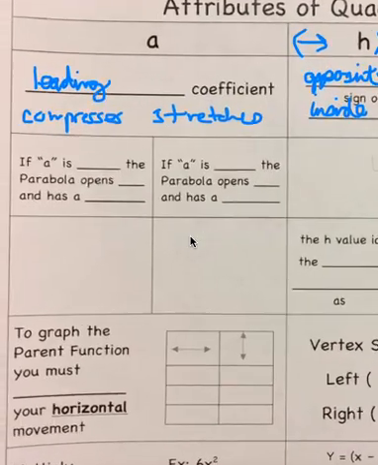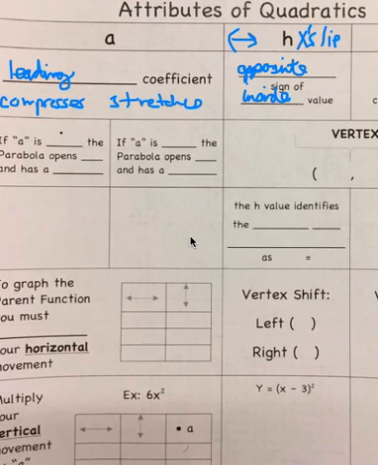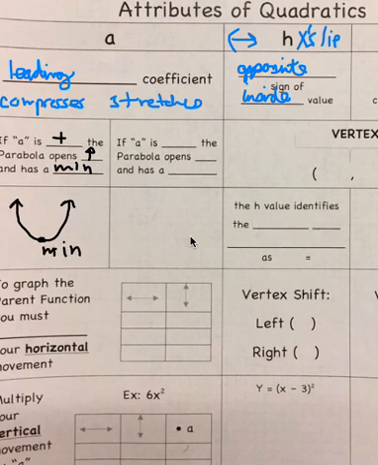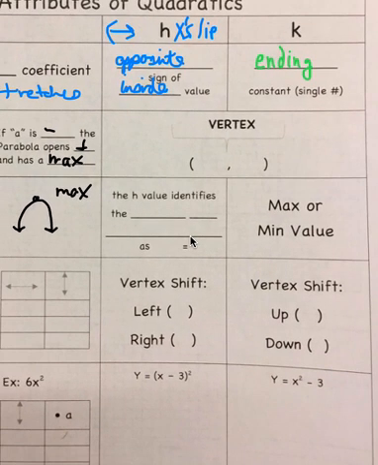If a is positive, the parabola opens up and we have a minimum. So that means we have a graph that looks like that, and at the bottom is our min. If it's negative, it opens down and it has a max. So it looks like this. So negative flips it across the x-axis, reflects as we would say.